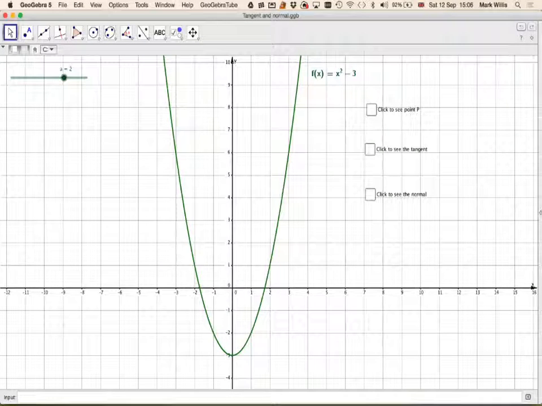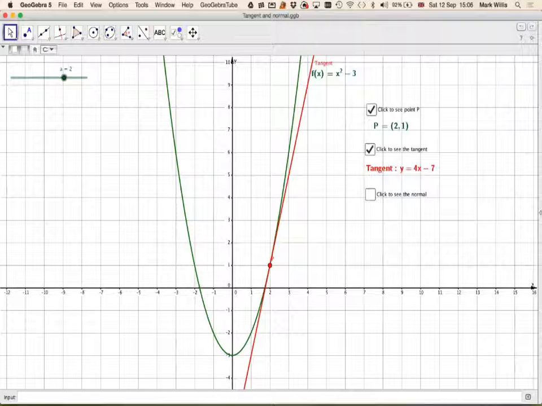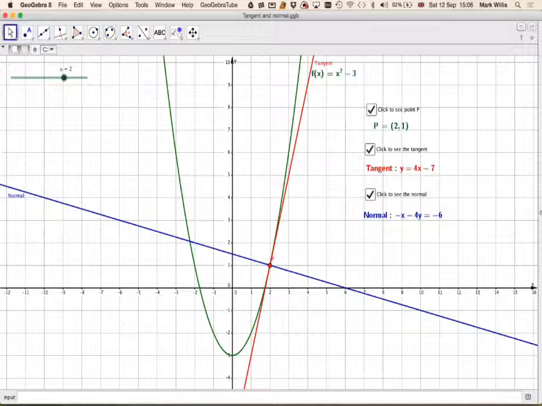So here we have the curve f of x is equal to x squared minus 3. If I click here, we now have a point P. This is at the point at the moment 2, 1. And if I click this one here, this red line is the tangent drawn at P. And then if I click this one here, we get a line perpendicular to the tangent at P, and this line is called the normal.